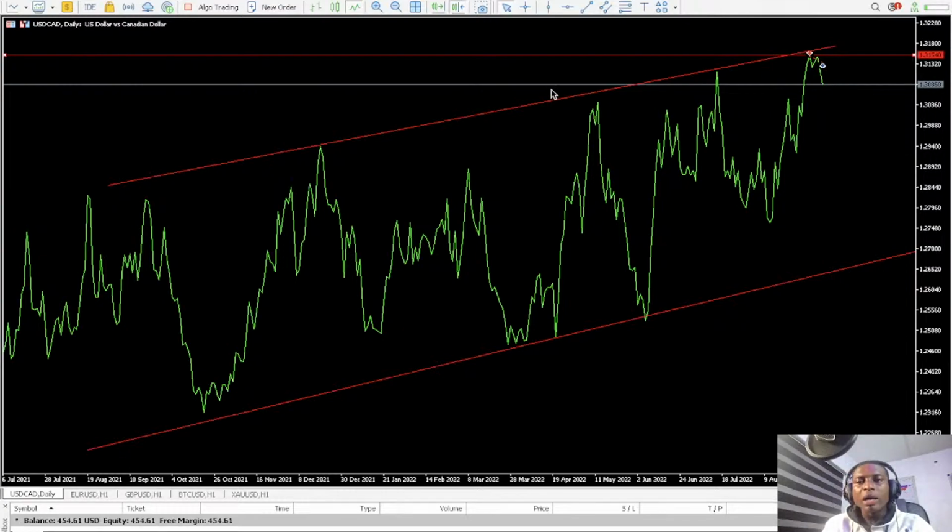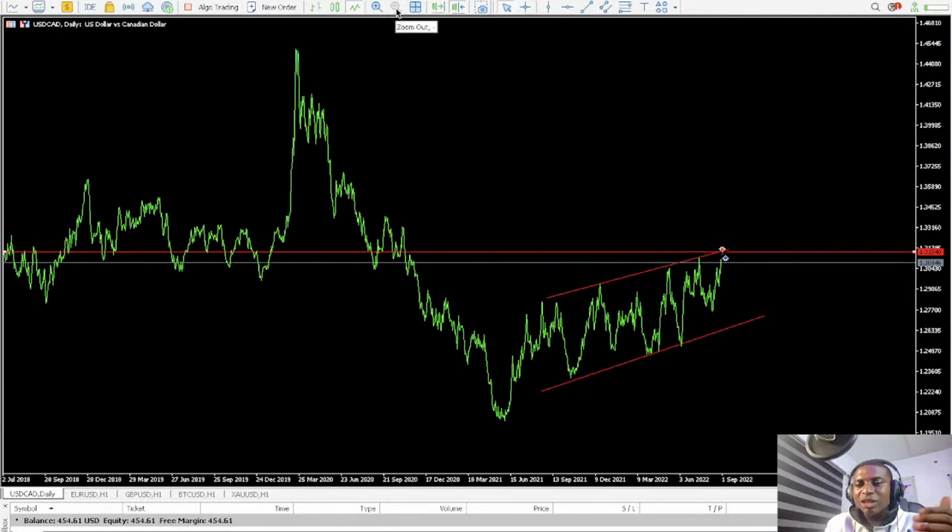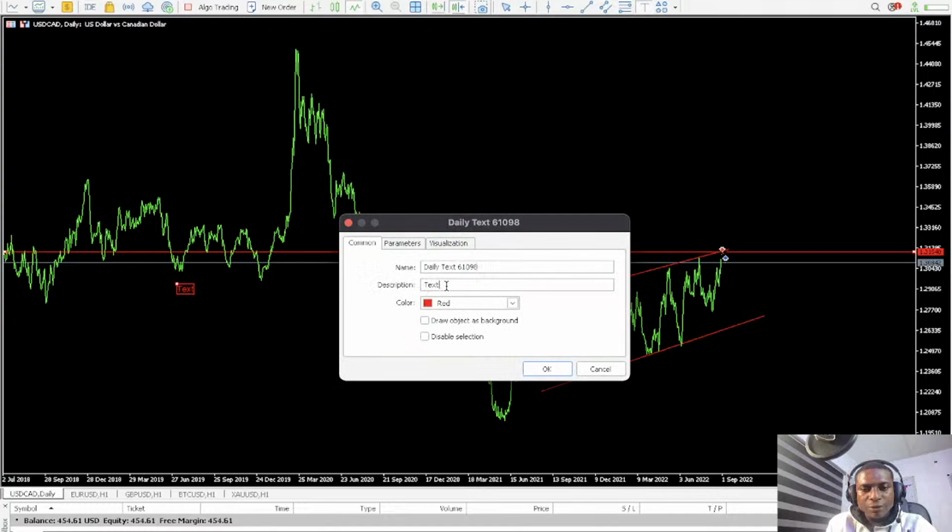So now the next thing we want to do is to map out levels of support and resistance, where price had gotten to create this uptrend. If you look closely again as we zoom in on the chart, you will discover that price is currently at a resistance level. This level here is a resistance level. Let me write it.